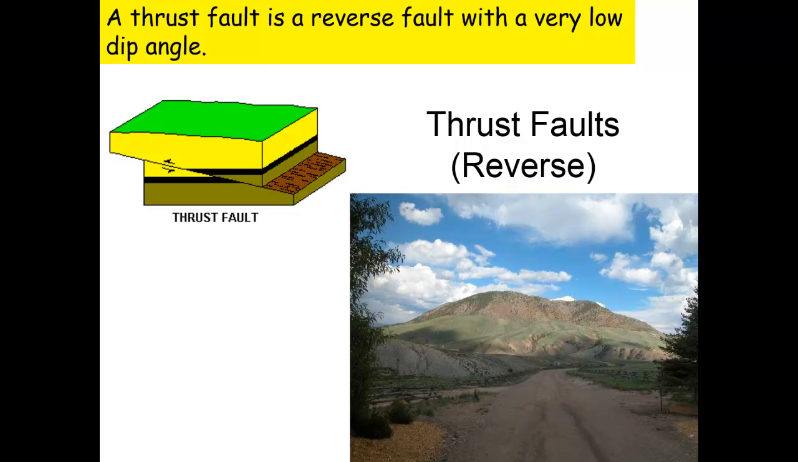For example, this picture shows a classic example of a thrust fault, and you might see that reddish rock is different than the green rock beneath it, and that's because it has literally been shoved up and over to the left along a very low angle fault ramp. This is a classic example of a thrust fault.